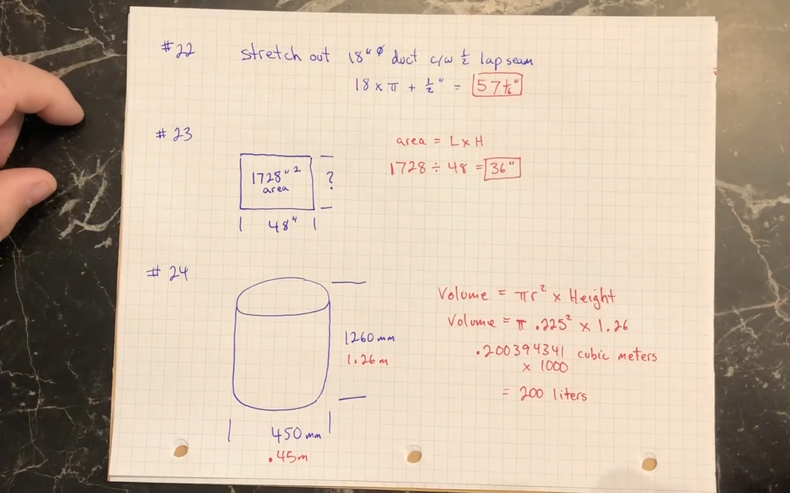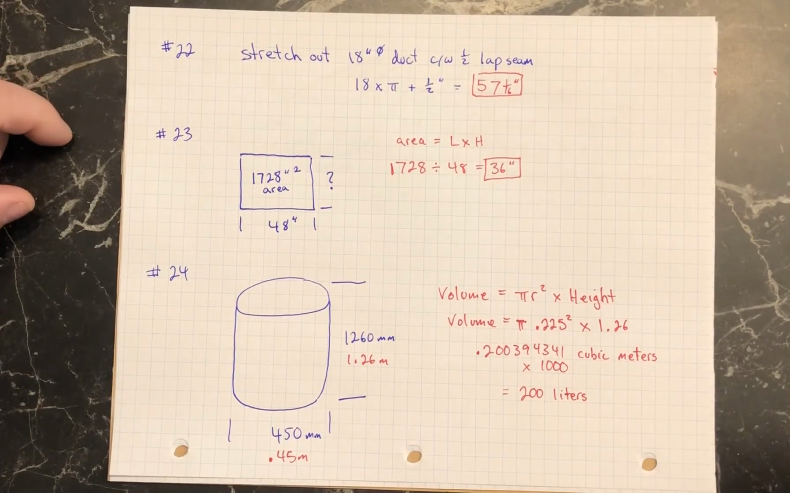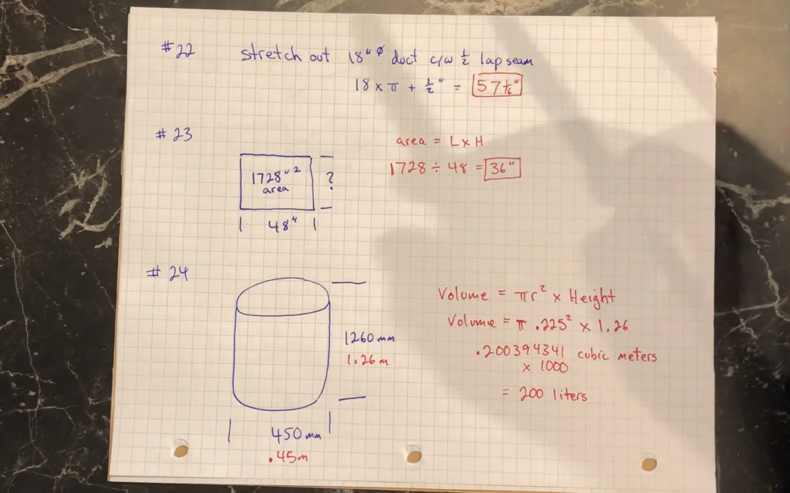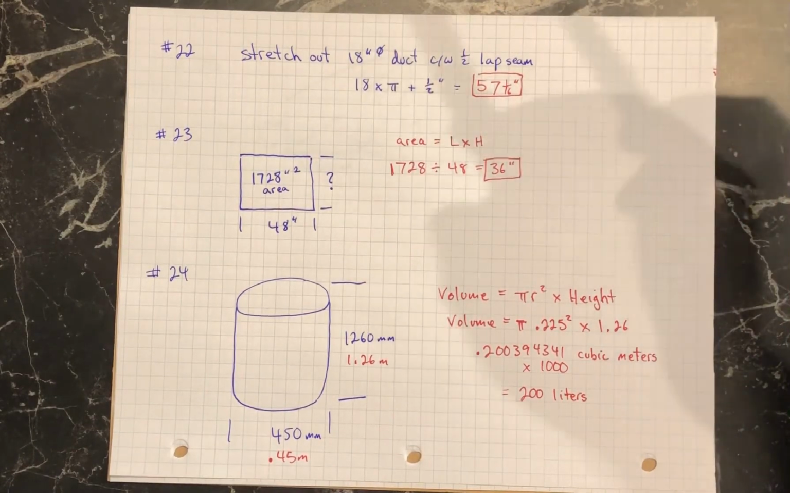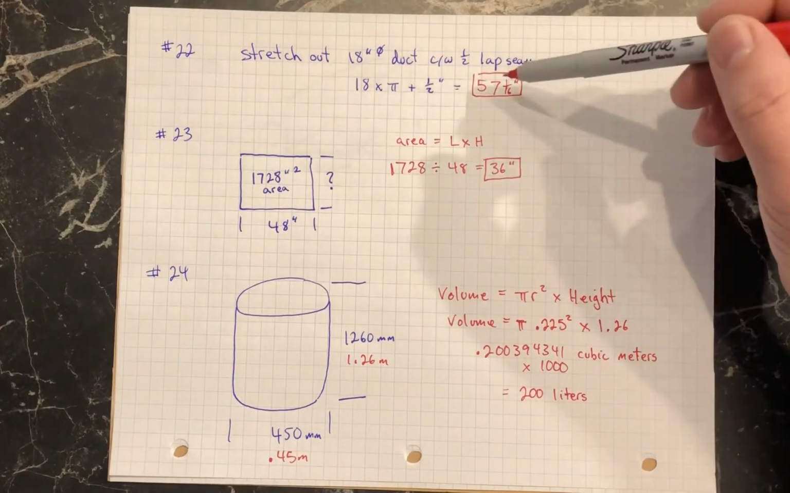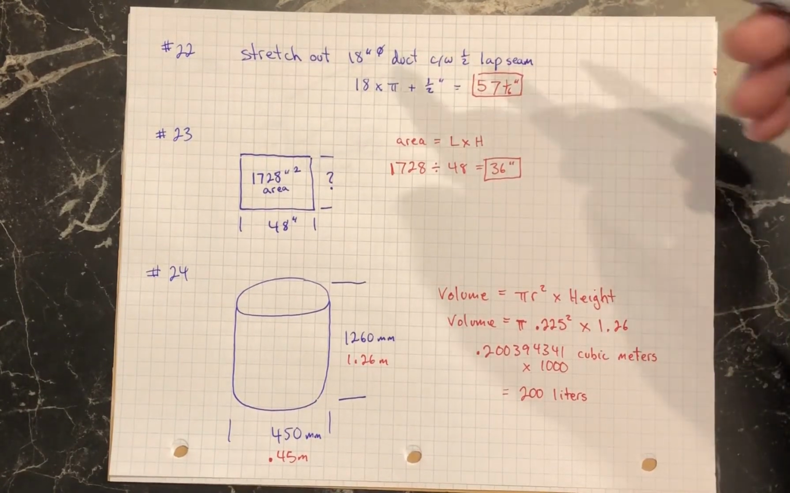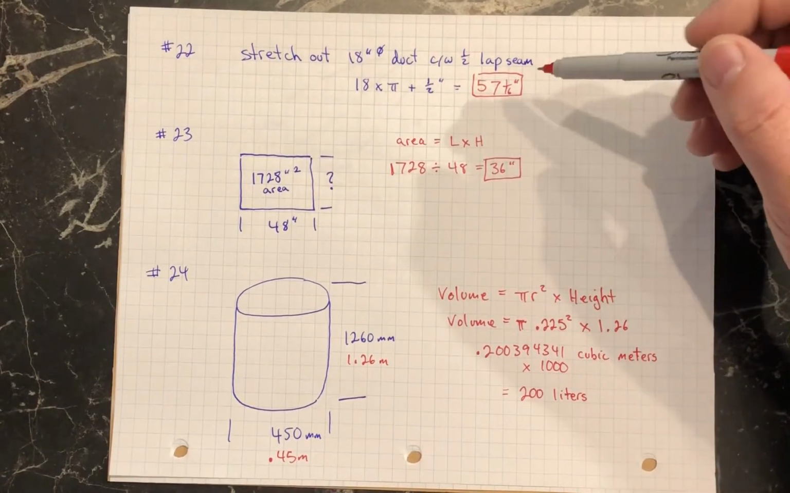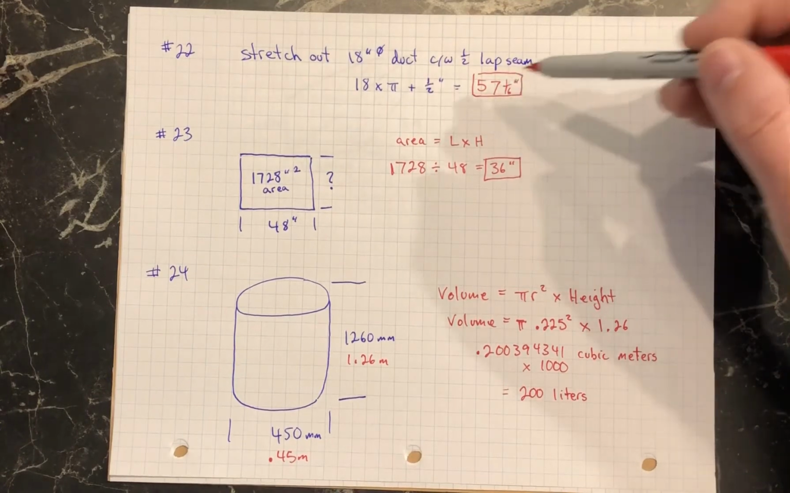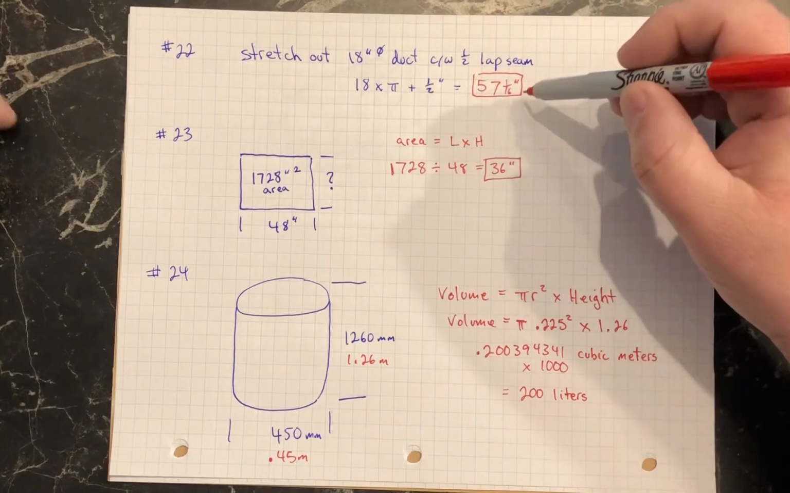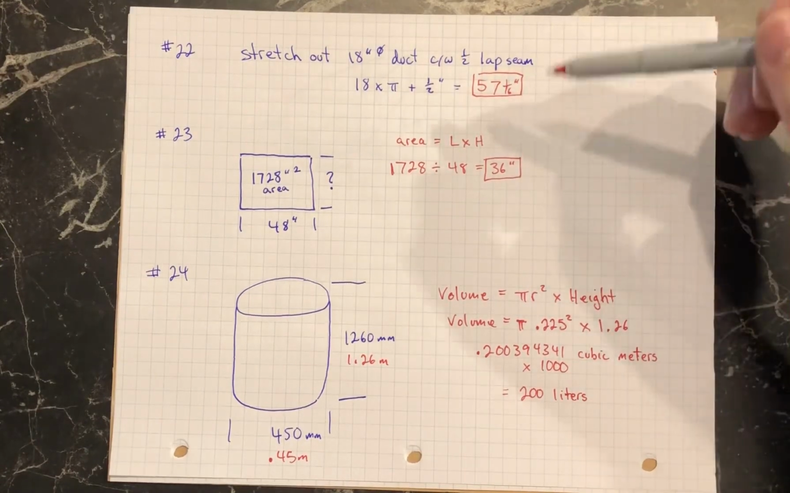All right, numbers 22, 23, and 24 are all relatively simple. Number 22 is just looking for the stretch-out of an 18-inch diameter duct with a 1/2 inch lap seam. That's just 18 times pi plus a 1/2 inch, which gives you 57 and 1/16. It's actually a little less than a 16th, it was 0.07 or something like that, so I just rounded up to 1/16.